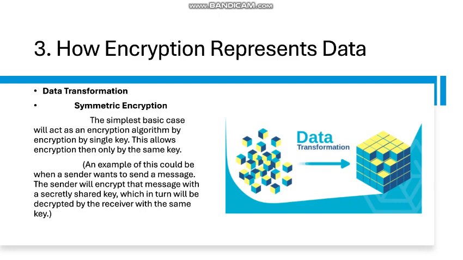How encryption represents data. Data transmission. Symmetric data transmission: first one is symmetric encryption. The simplest basic case will act as an encryption algorithm using a single key. This allows decryption only by the same key.